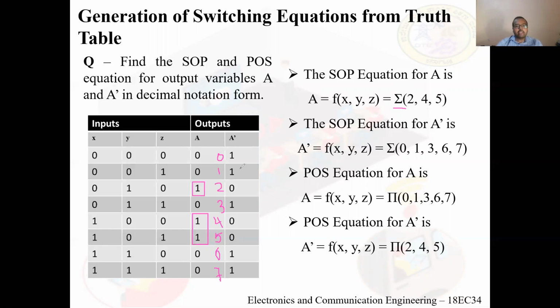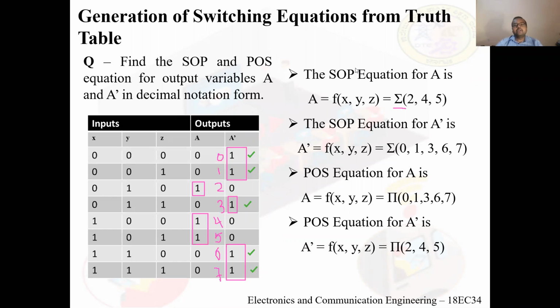Similarly, how do you write it for A bar here? For A bar, the output is equal to 1 here. We have 1 here. So it is 0 into this one, this one, this one, this one, and this one. So what are the numbers here? 0, 1, 3, 6, and 7. That's what we have written for A bar: 0, 1, 3, 6, and 7.